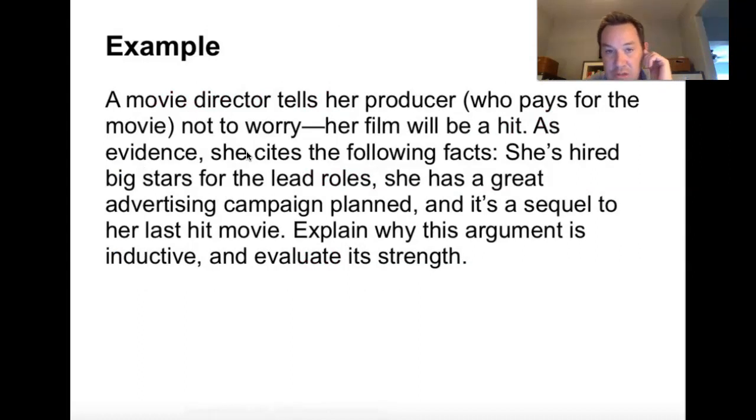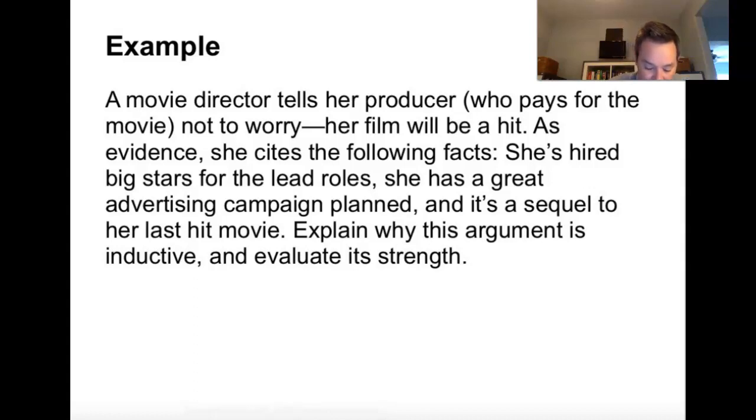So here's an example. A movie director tells her producer, that's the person who pays for the movie, not to worry. Her film will be a hit. As evidence, she cites the following facts. She's hired big stars for the lead roles. She has a great advertising campaign planned, and it's a sequel to her last movie. Explain why this argument is inductive and evaluate its strength.